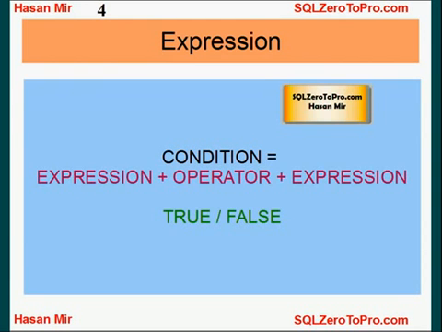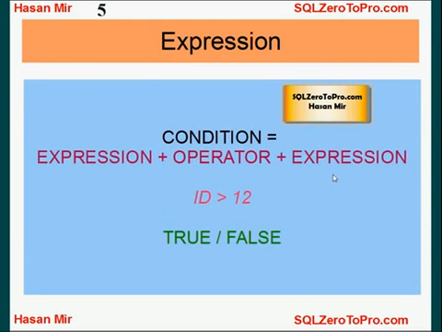So let me give you a few examples. For example, if your where clause contains the condition where id is greater than 12, then there are two expressions separated by an operator. Although id is simply a column name, this column name is itself a kind of simple expression, but it could be a large expression as well, as I'll explain in coming tutorials. So id would be an expression, 12 would be an expression, and the comparison operator here is the greater than sign. You should start reading things in terms of expressions and operators from the beginning.